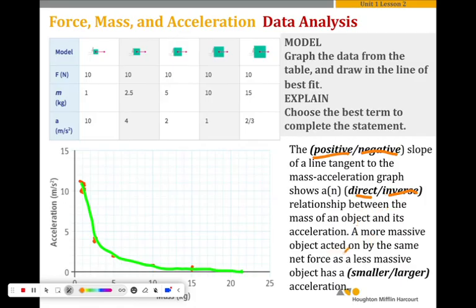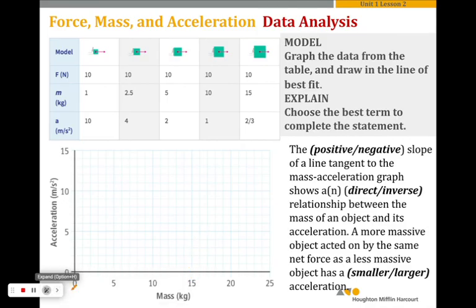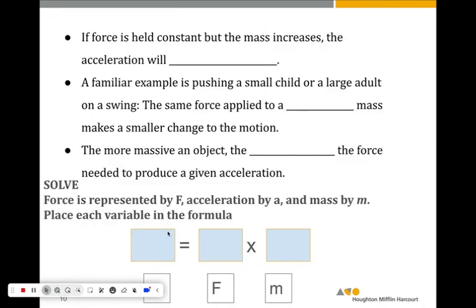So a more massive object acted on by the same net force as a less massive object will have smaller or larger acceleration. What do you think? So if force is held constant, but the mass increases, will the acceleration increase or decrease?